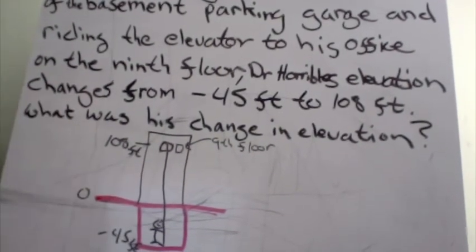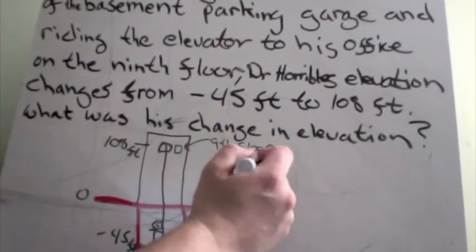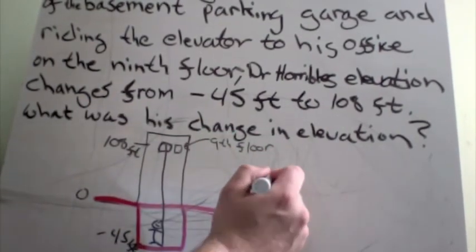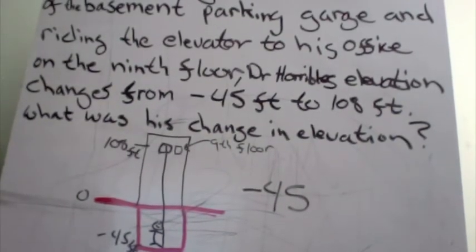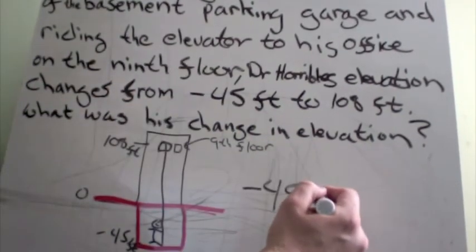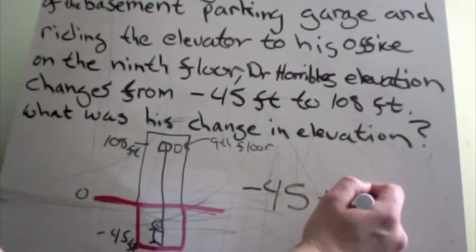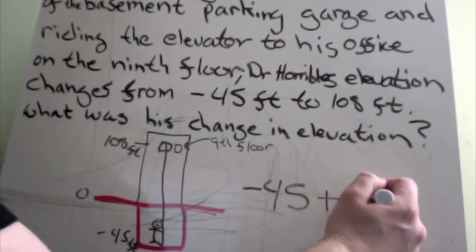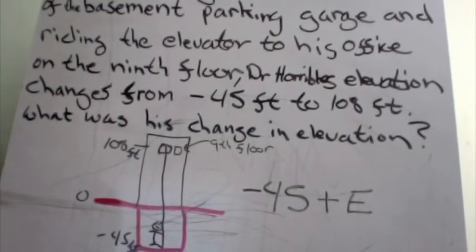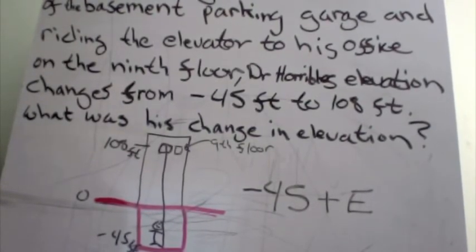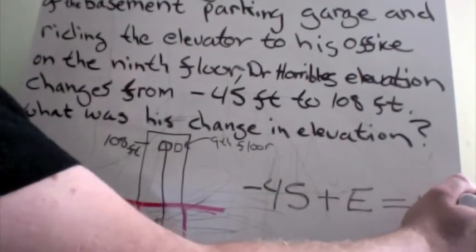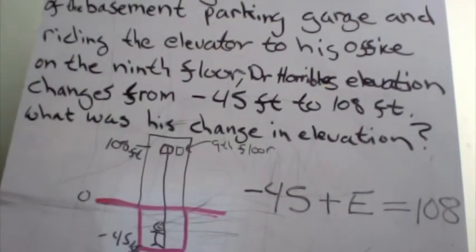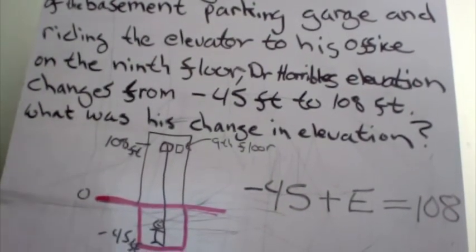Okay, we're going to start from where we're starting from. So when he begins his journey on the elevator here, we begin at the negative 45 feet. We get on the elevator and our elevation changes. So we'll call it an E for elevation. You can call it whatever you want to call it. Okay? And the net result is when we were done with the journey on the elevator, we ended up at 108 feet. So now what we want to do is we want to solve for the unknown.